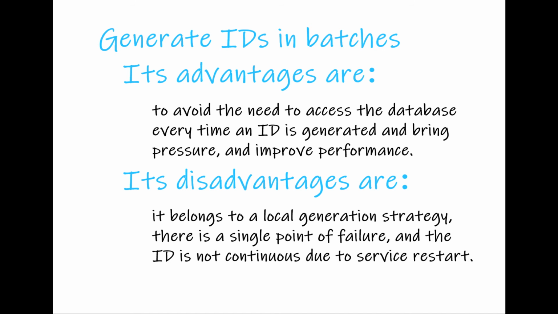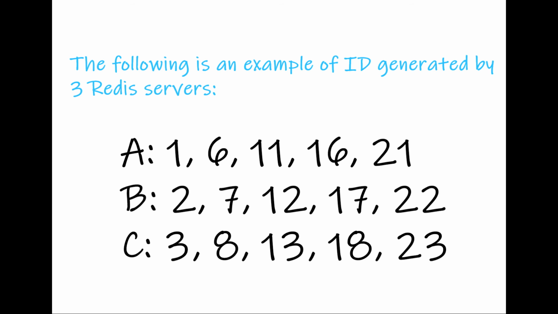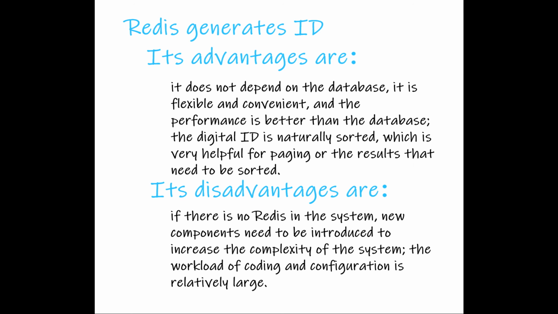Option 4. Redis generates ID. The following is an example of ID generated by 3 Redis servers. Its advantages are it does not depend on the database, it is flexible and convenient, and the performance is better than the database. The digital ID is naturally sorted, which is very helpful for paging or the results that need to be sorted. Its disadvantages are if there is no Redis in the system, new components need to be introduced to increase the complexity of the system. The workload of coding and configuration is relatively large.